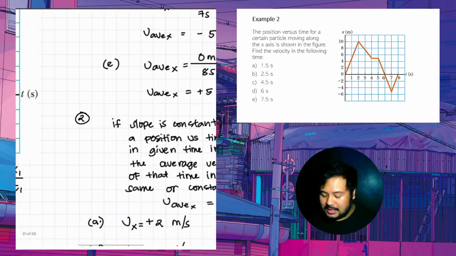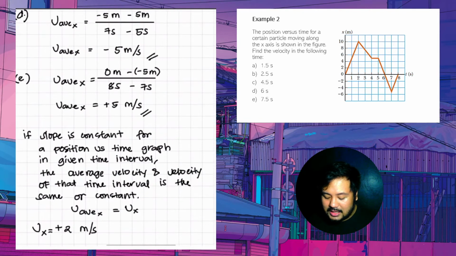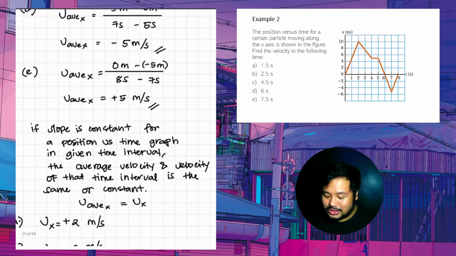Okay? So I've written it here. If slope is constant for a position versus time graph, just like what you can see from 0 seconds to 2 seconds, in the given time interval, the average velocity and the instantaneous velocity of that time interval is the same or constant. So meaning to say, the average velocity should be equal to its instantaneous velocity. So it's kind of no-brainer now to answer this example number 2. It is fairly easy if you have computed for the slope already.